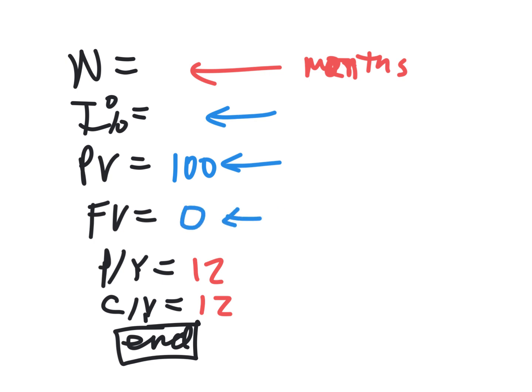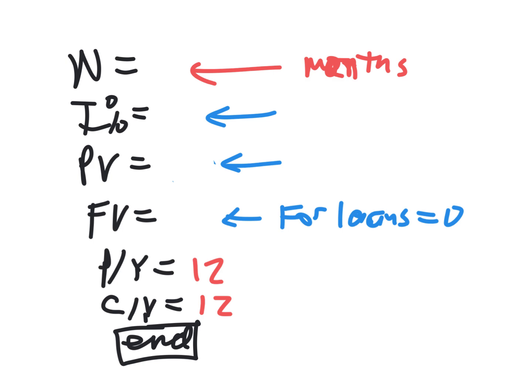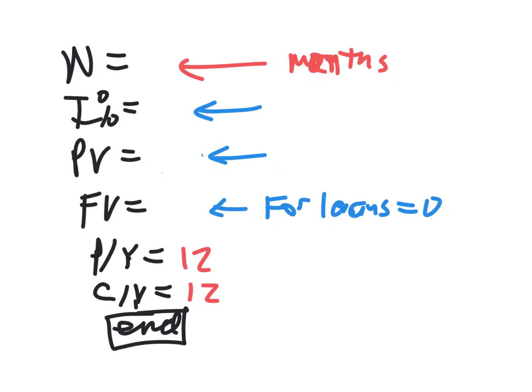FV is the future value. On all loans, it's 0. For loans, it equals 0, because in the future, you want your loan to be gone. You want to pay it off. Okay, so I'm going to tell you a story now, and you put the numbers in the right spots. One last pro tip: don't ever use the minus sign.